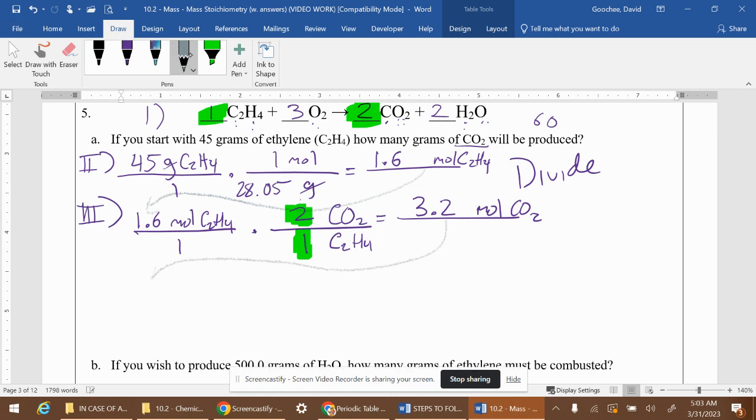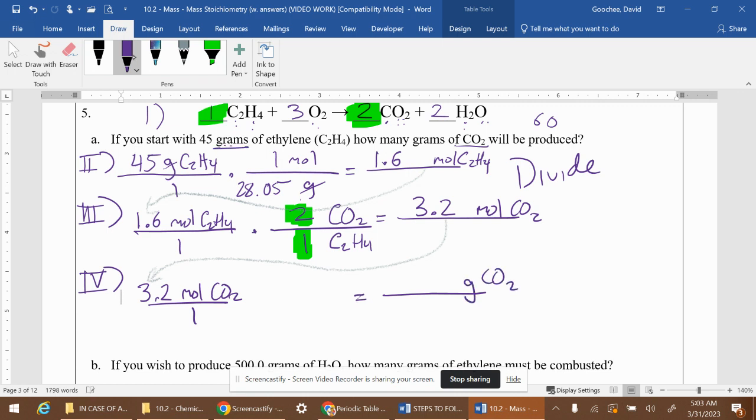Now the last step is we have an answer in moles of carbon dioxide, but we want a real world amount. We want grams. So we got to take the 3.2 moles of CO2 and convert it into grams of CO2. So we got to get out of moles and into grams. And to do that, you multiply by the molar mass.